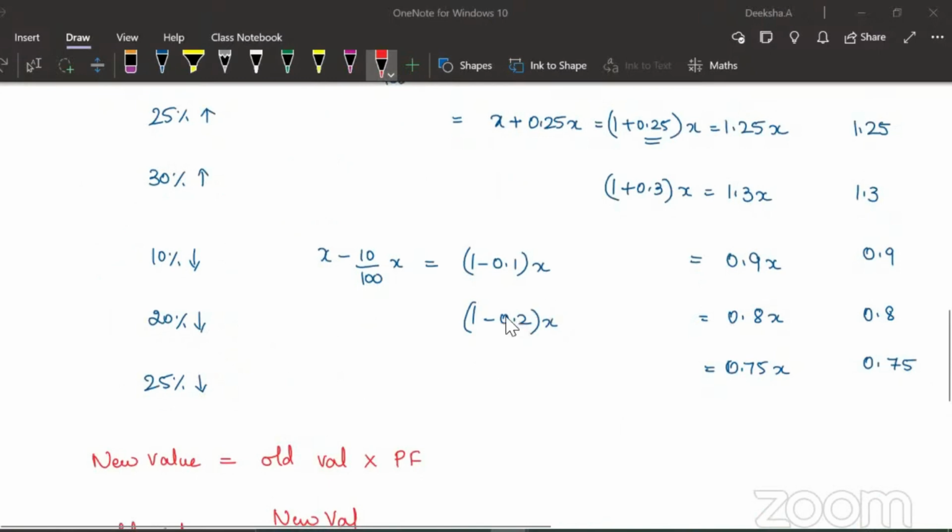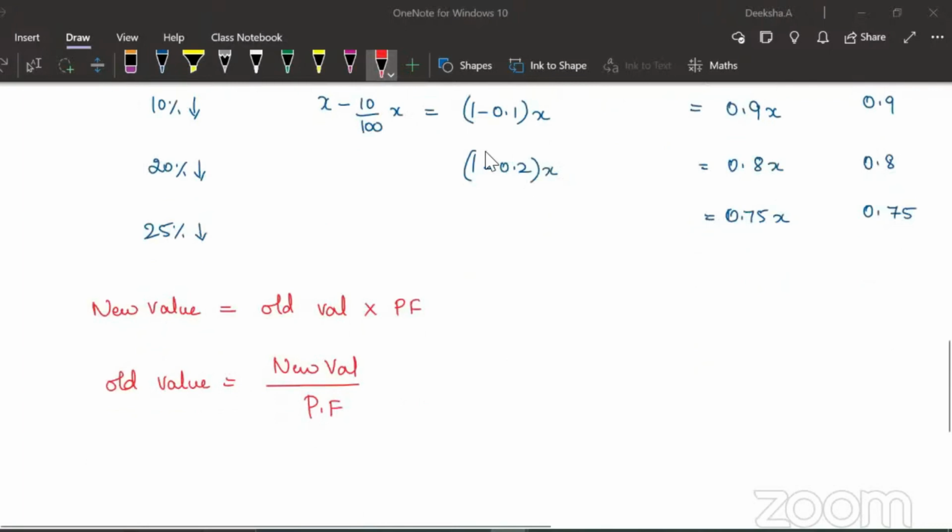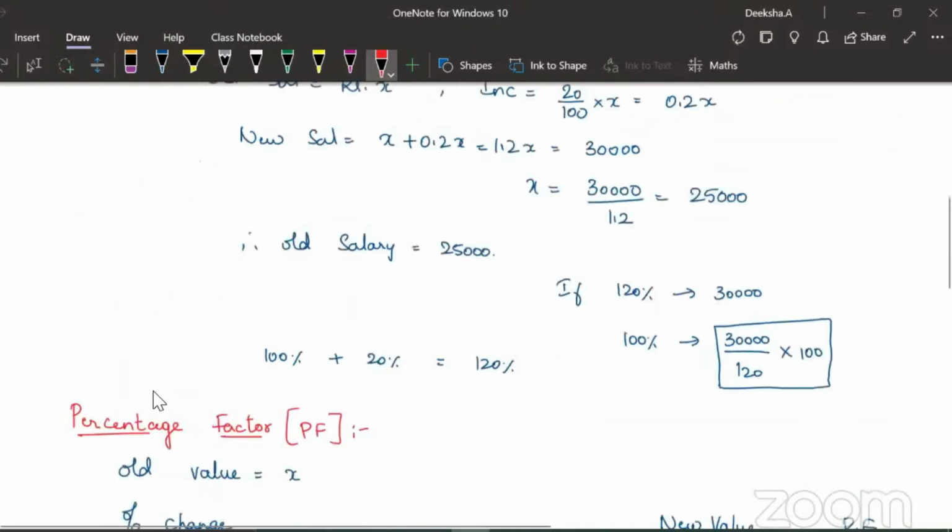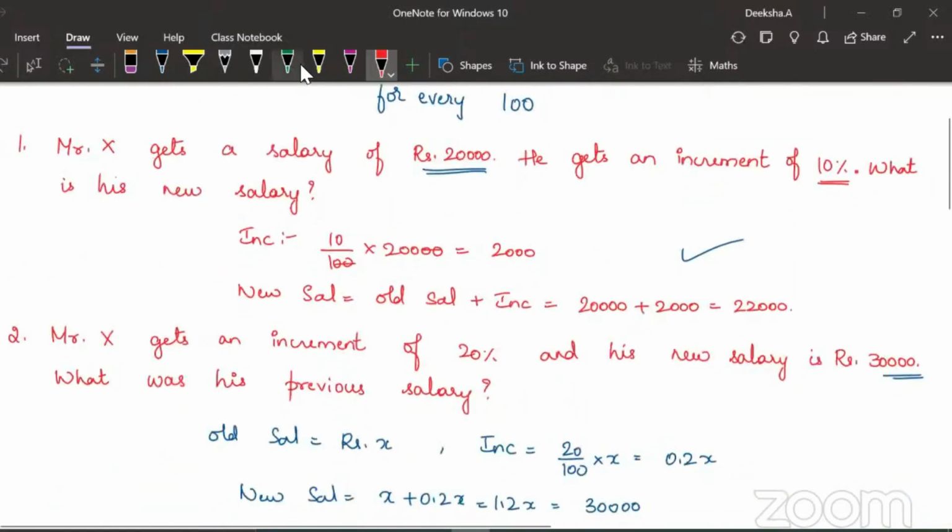So after subtraction, what I explained is, once you find out what is a percentage factor, you have to decide whether you need to multiply or divide. When old value is given, you multiply the percentage factor to get the new value. When new value is given, divide it by the percentage factor to get the old value. Now we will apply this concept to solve this question.